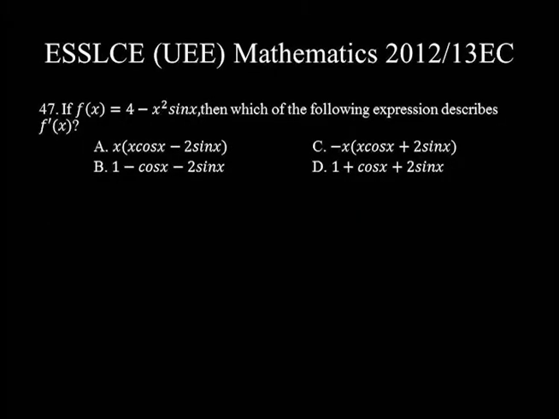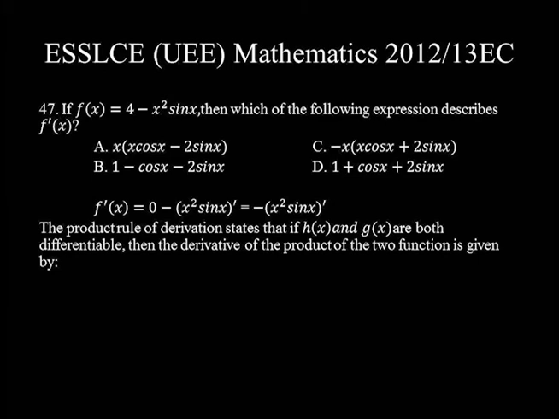Question number 47. f of x is equal to 4 minus x squared sine x. Then which of the following expressions describes the first derivative of f of x? f derivative of x is equal to the derivative of 4, which is 0, minus the derivative of x squared sine x. This is the derivative of the product of two functions.